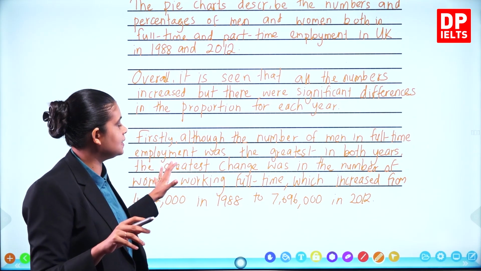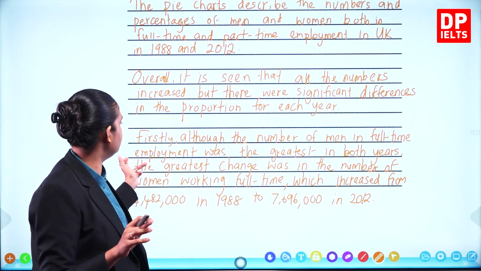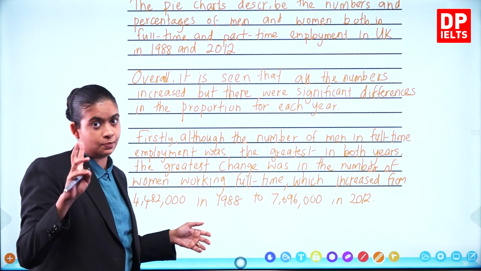Now, firstly, I say, the number of men in full-time employment was the greatest in both years.